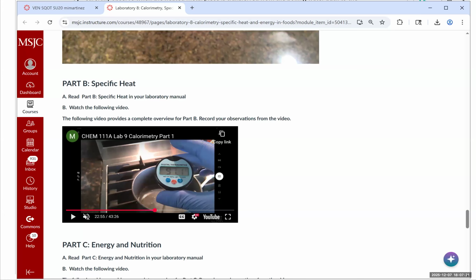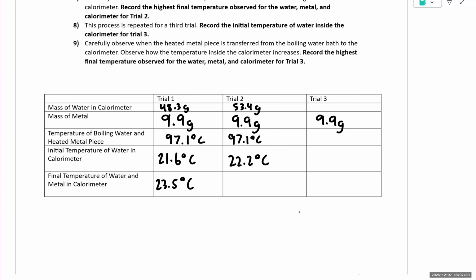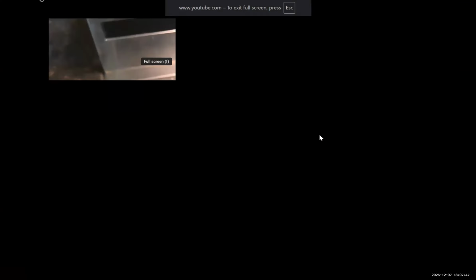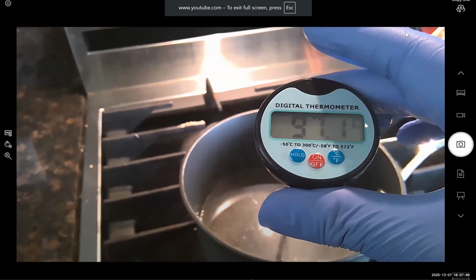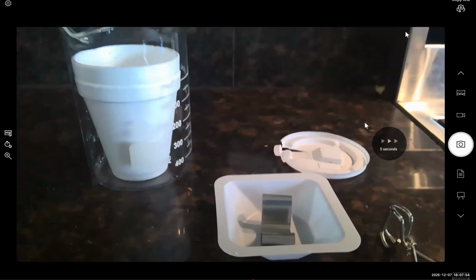It's important to allow the temperature to equilibrate to get the best temperature reading. So we're going to use this temperature of the boiling water for all 3 trials. And because the metal piece has been sitting in the boiling water for a long amount of time, they should be at the same temperature. Okay, we're now ready to transfer our metal piece and take some temperature readings.